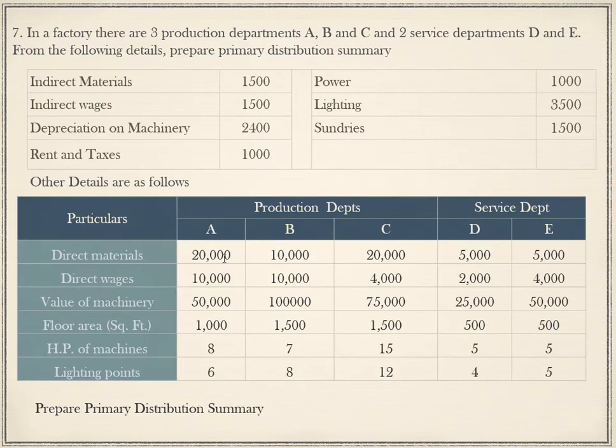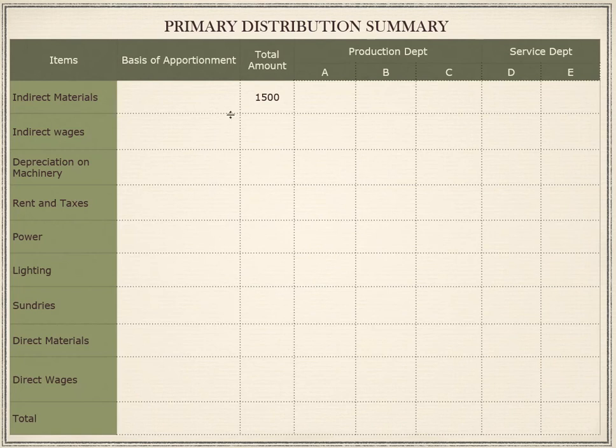The direct materials ratio is actually going to be 4 is to 2 is to 4 is to 1 is to 1. So the basis of apportionment is direct materials, and the ratio is 4:2:4:1:1, right? If we add all these numbers, how much are we going to get? 4 plus 2 is 6, 6 plus 4 is 10, 10 plus 1 is 11, 11 plus 1 is 12. So 1500 divided by 12, we will get 125.